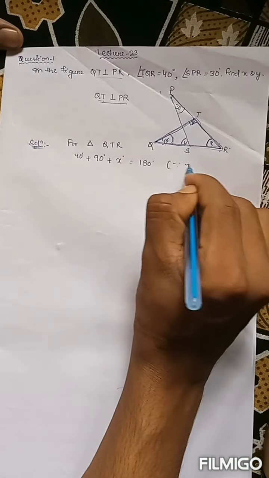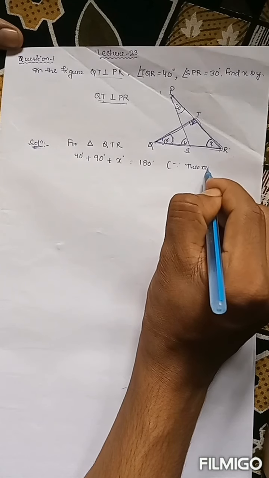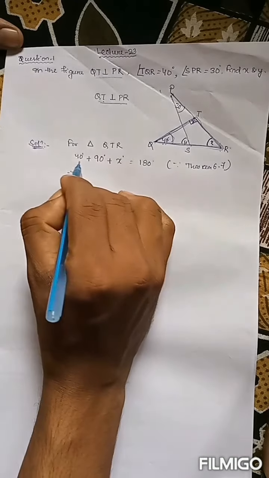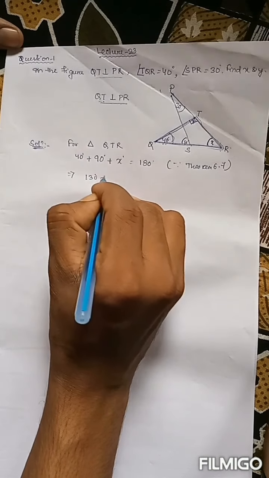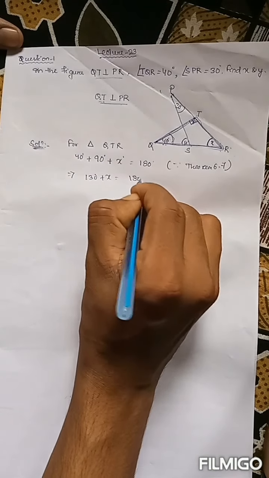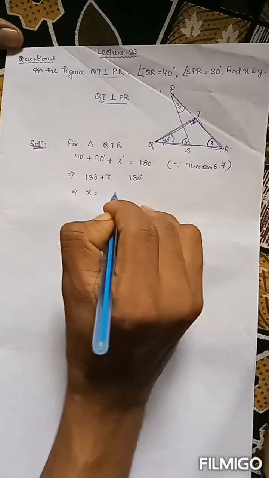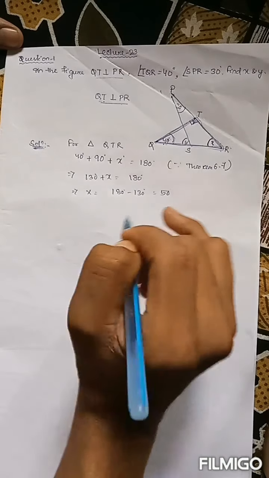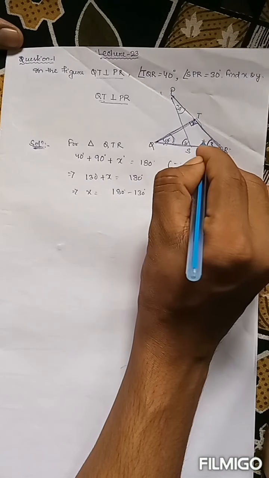This is due to theorem number 6.7. So 40 plus 90 is 130, plus X is equal to 180 degrees, which implies X is equal to 180 degrees minus 130 degrees, that is 50 degrees. Hence we get the value of X to be 50 degrees.